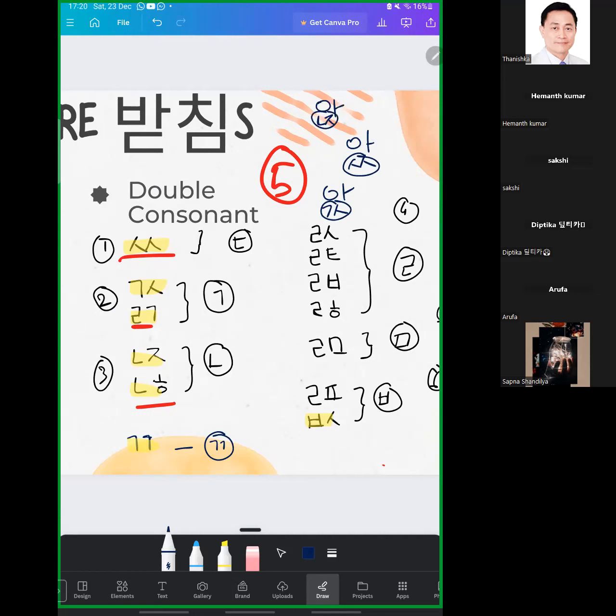But these also have some rules regarding the pronunciation. Although you see two alphabets, the pronunciation it has is only one. So what are those rules? You see here that this one is pronounced similar to the single consonant that we learned. These two, this set here, wait, I think you're not able to see it clearly.